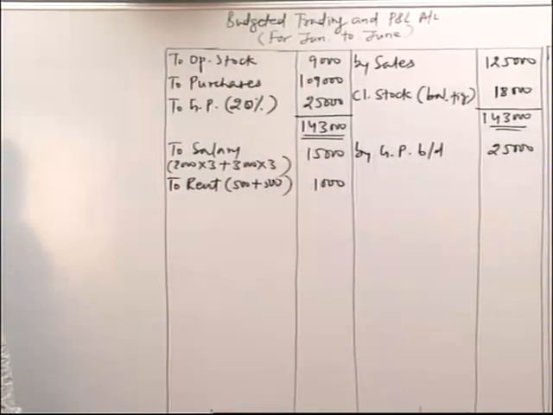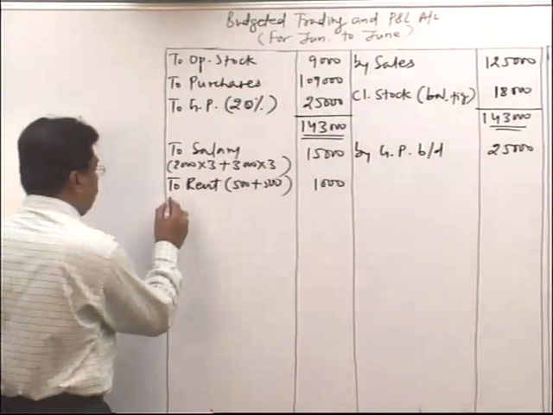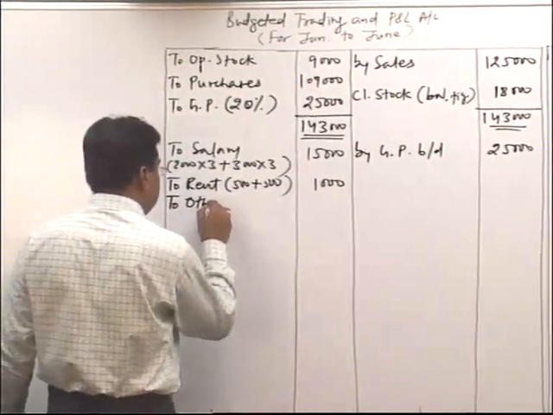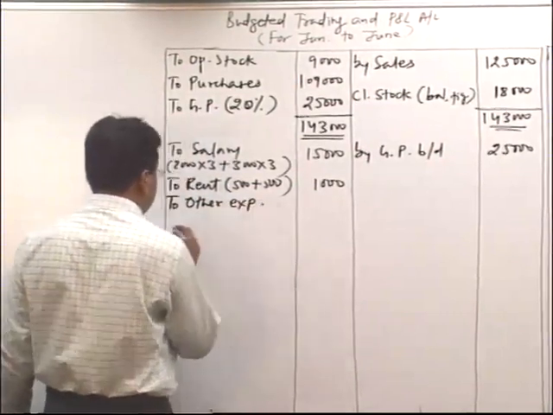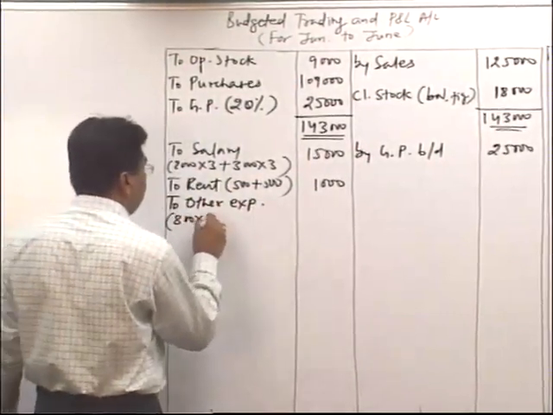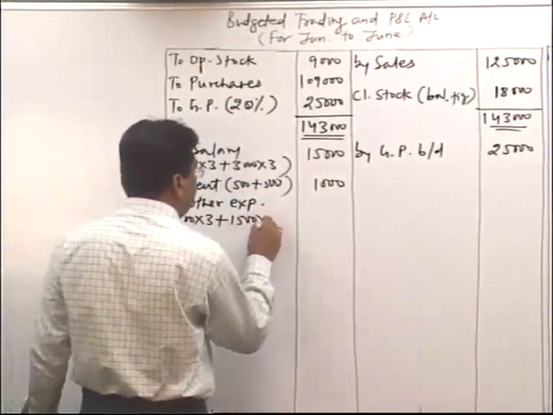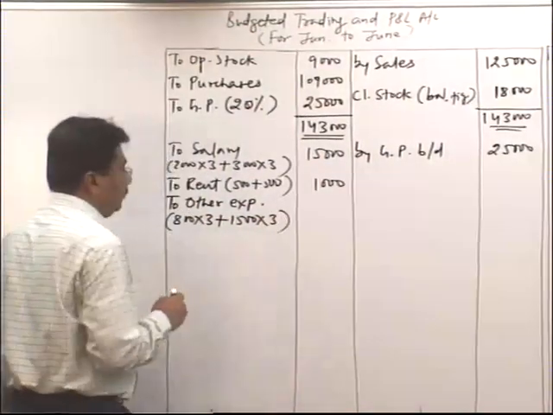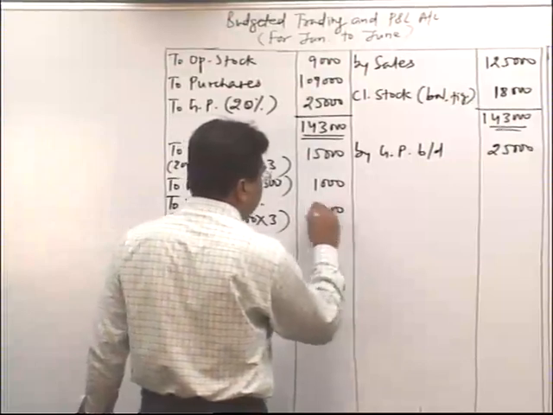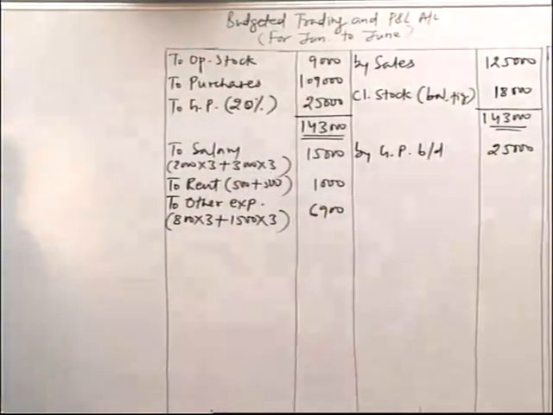The third one is other expenses. See point number B. It is 800 rupees for first 3 months and 1,500 for next 3 months. So to other expenses, 800 into 3 plus 1,500 into 3. So total is 6,900. Then comes depreciation.